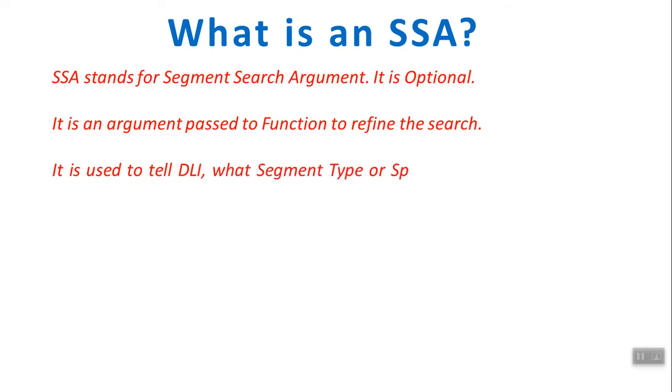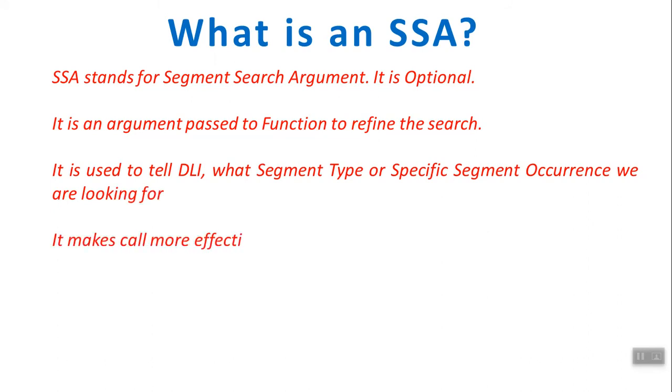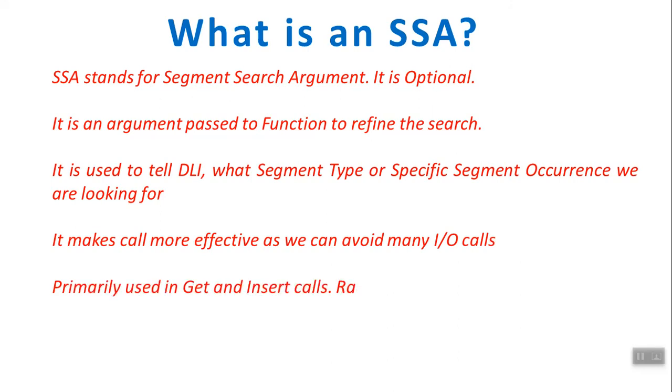There are two types of SSAs: unqualified SSA and qualified SSA. An unqualified SSA will be either 9 bytes or 11 bytes. The first 8 bytes will have the segment name, and the last byte will be a space. If the unqualified SSA has 11 bytes as length, the first 8 bytes will be the segment name, the 9th and 10th bytes will be occupied by the command code, and the 11th byte will be a space.